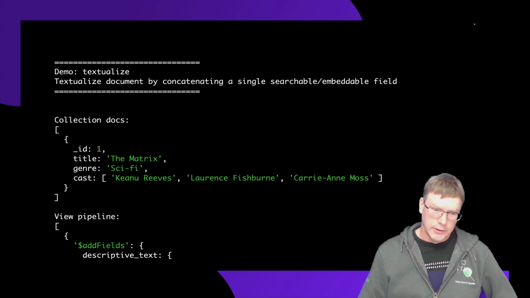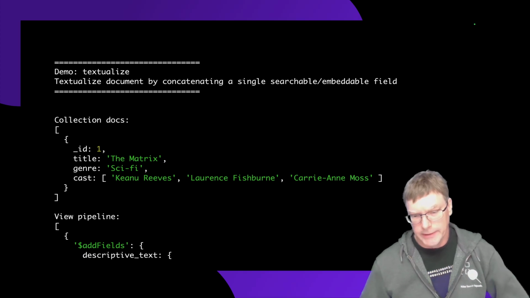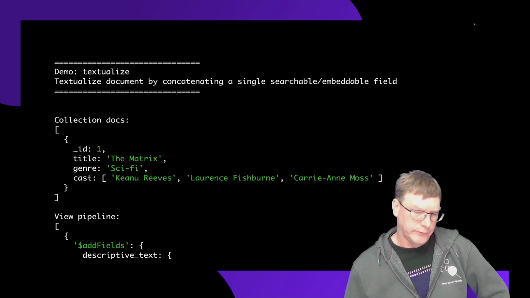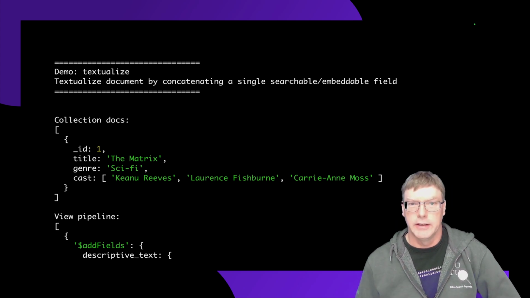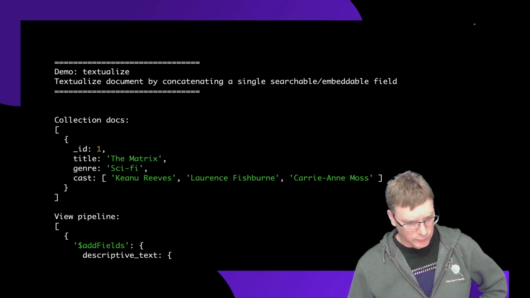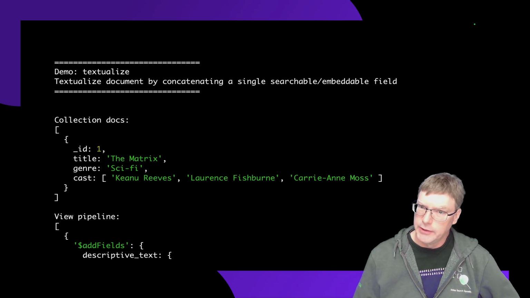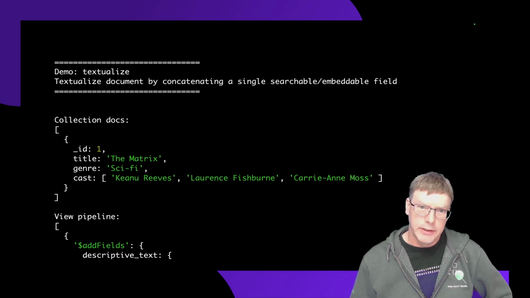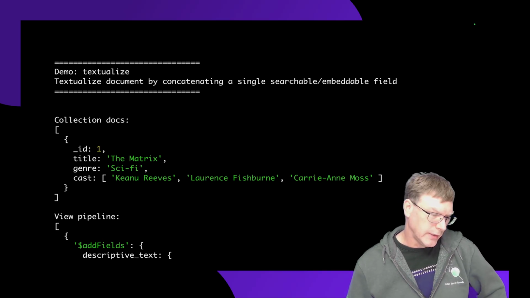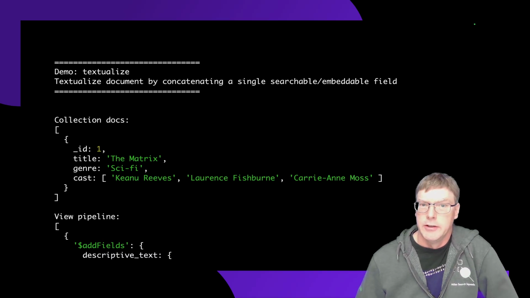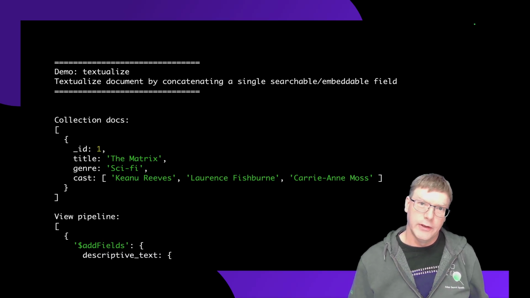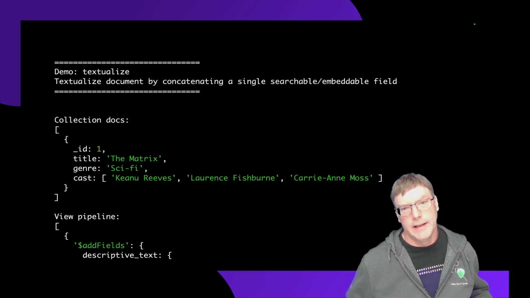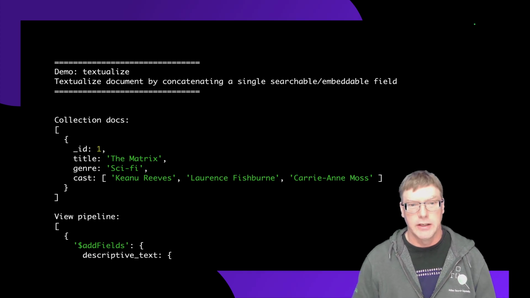Our final example here is textualizing a document by concatenating a single searchable embeddable field together from all searchable textual fields in the document. This can be really useful for full text search scenarios where which field is being queried is not relevant. You just want to see if there's text in that document somewhere. And so it can really improve performance and query simplicity by simply querying a single field that has all of the text associated with a particular document.